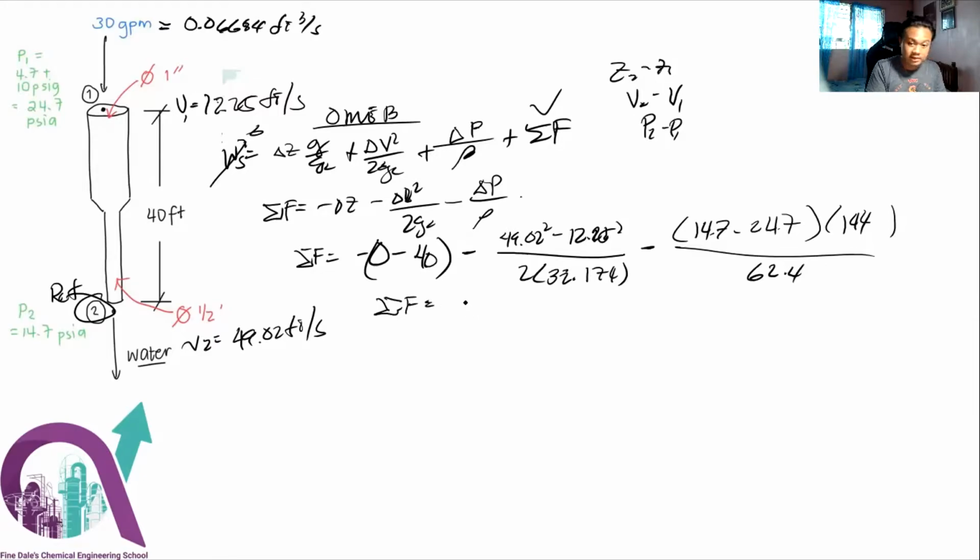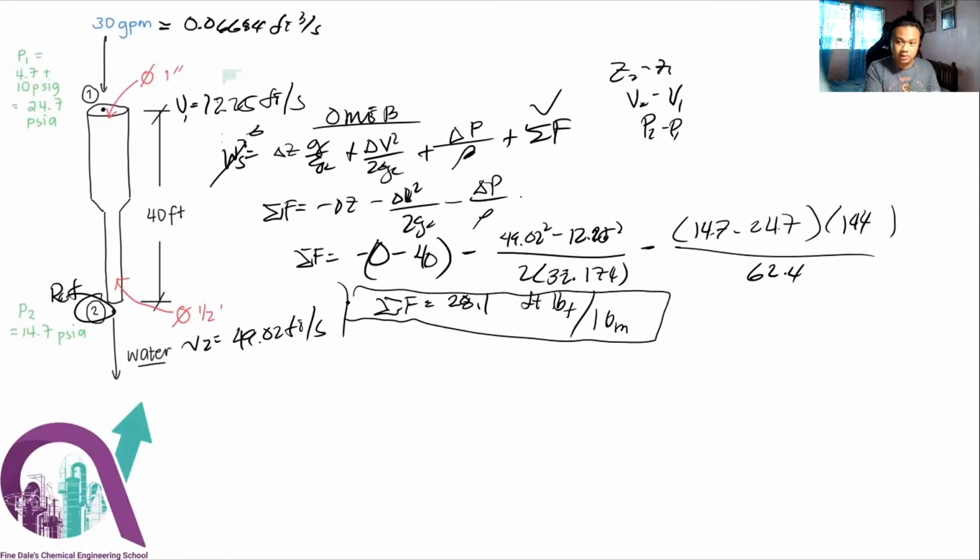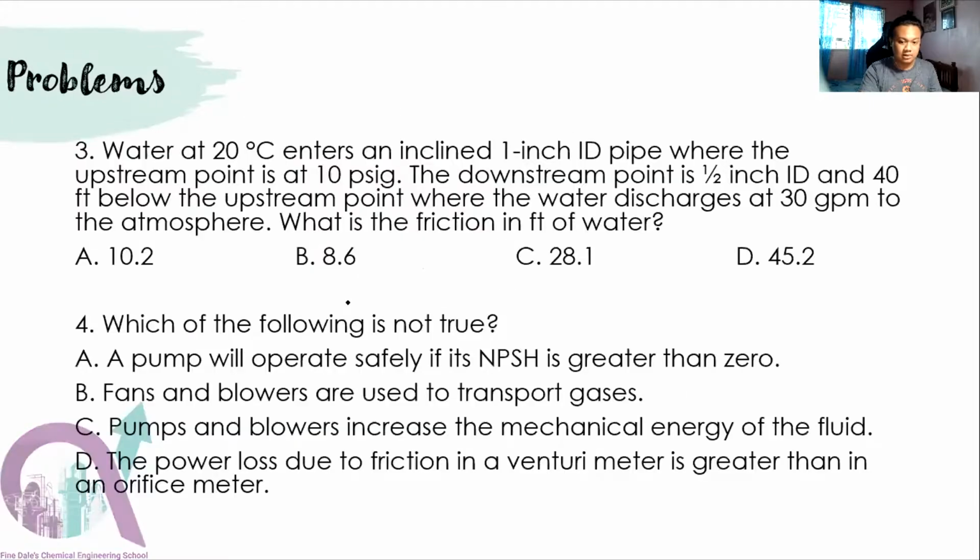And then you will get F is now 28.1 foot-pound force per pound mass. Okay, so foot-pound force per pound mass. That's it. That's the answer to our problem, which is letter C.